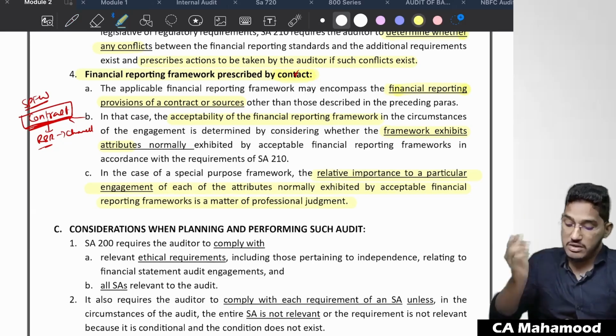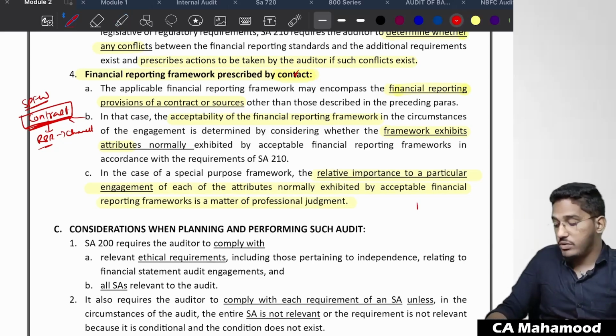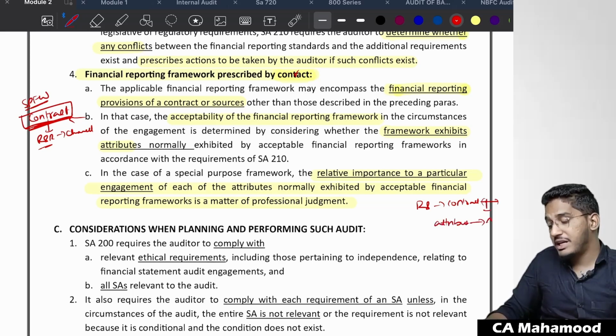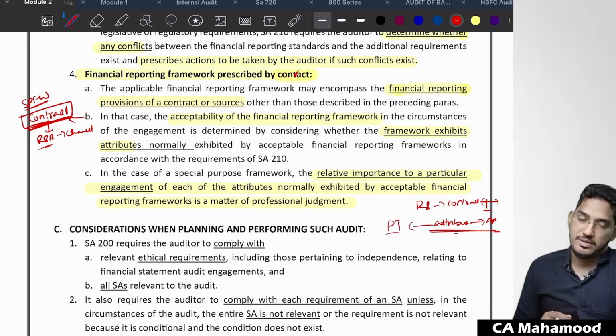Now you'll get a doubt. So you are telling, in case the rules and regulations are given under a contract, we will deem it acceptable if it contains similar attributes which we expect in the applicable financial reporting framework. Sir, what are those attributes which we generally expect? Now they are telling there is no hard and fast rule there. That depends on professional judgment.